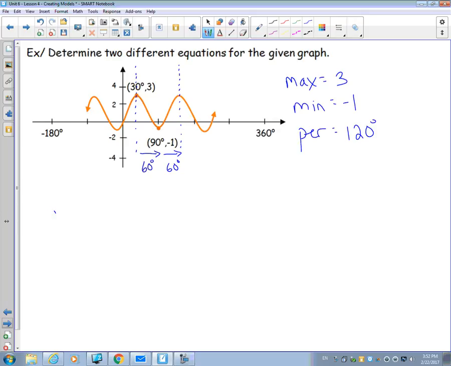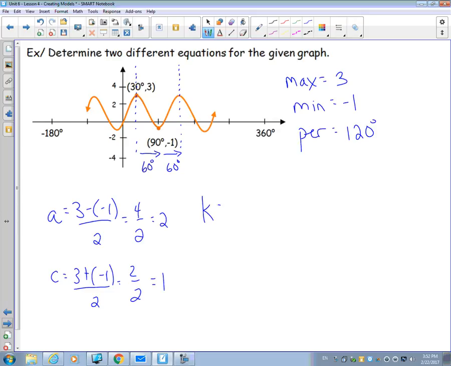If I want to find A, it is my max minus my min divided by 2, or in other words, 2. My C value is my max plus my min divided by 2. I got myself A and C. We know we can find K. K is 360 divided by the period. Now I've got all the parts and pieces I needed except for my horizontal translation, my left and right.